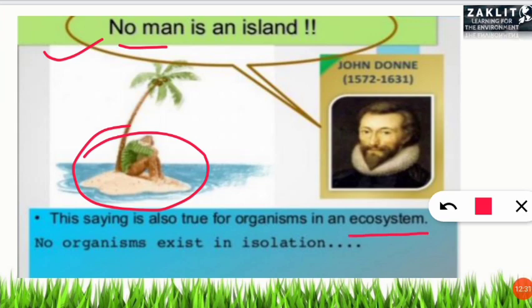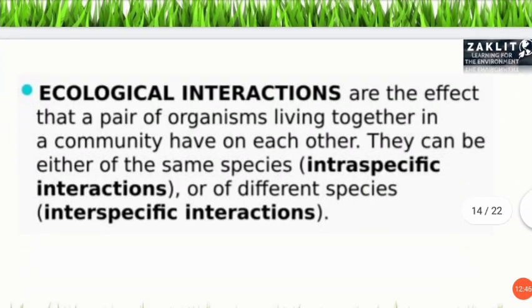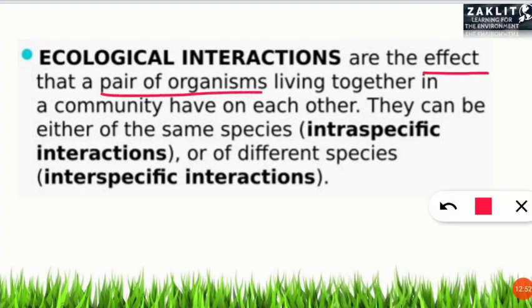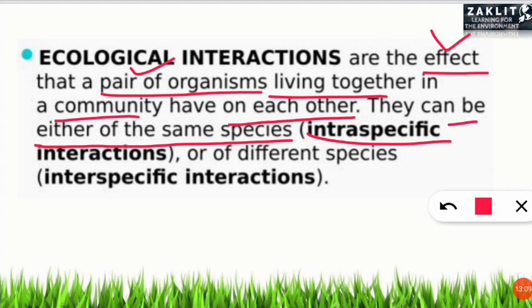Similarly, in an ecosystem, no species is isolated. That means it has some interaction. The interaction can be positive or negative, but it has some relation with other species of the ecosystem. So we'll see what ecological interactions are. Ecological interaction is defined as the effect that a pair of organisms living together in a community have on each other. It can also be more than one pair, but to study ecological interaction we say a pair. They have an effect on each other. They can be of the same species, that is intraspecific interaction, or of different species, that is interspecific interaction.